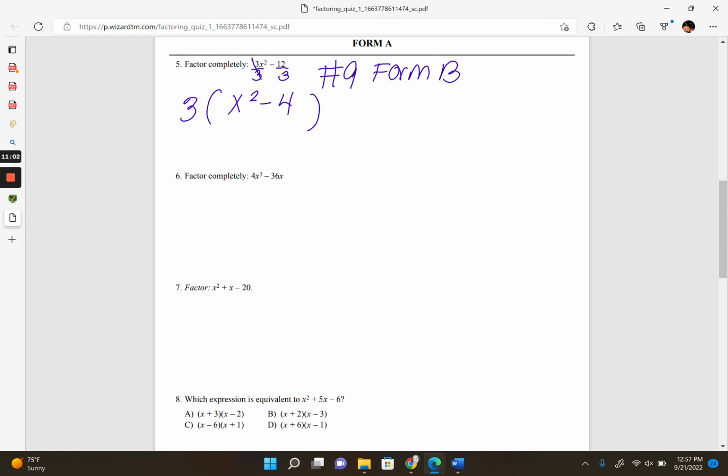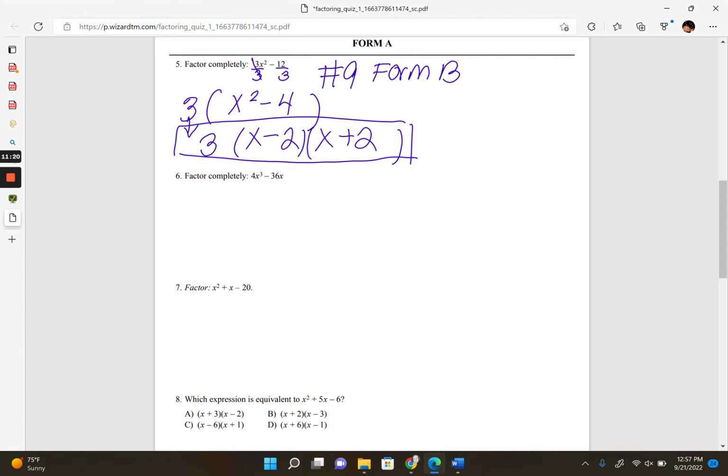So now you want to say to yourself, do I have a combo meal? Oh, I do have a combo meal, but let's not forget about the first part of the combo meal. Bring down that 3. Double bubble x and x, minus 2, plus 2. Again, or it could be plus 2, minus 2. Remember we talked about that? That's called the commutative property.